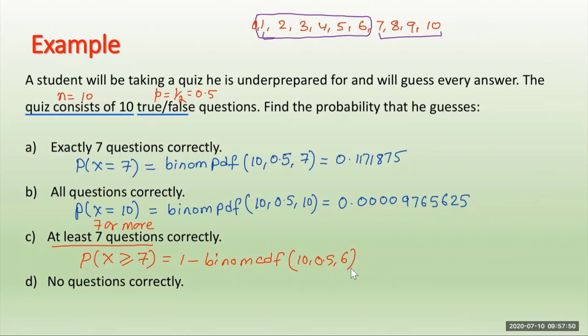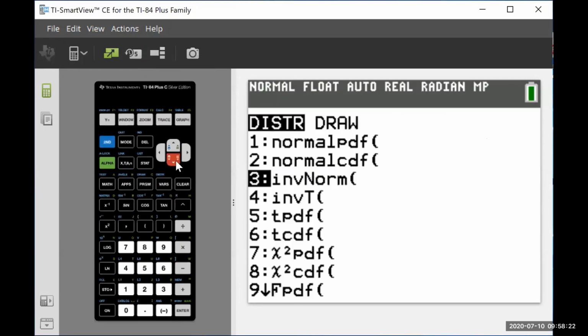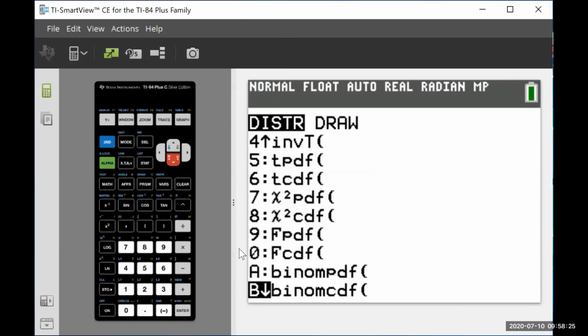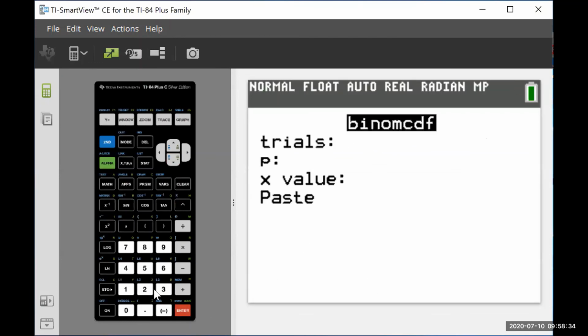Now let's find out how we can type this in the calculator. 1 minus the binomial probability. Let me show you the calculator. Let's begin typing. 1, then minus. I need the binomial CDF. So you go to second and then vars, and scroll all the way down until you get binomial CDF. Look at that, binomial cumulative distribution function. Hit enter. Number of trials is 10. P is 0.5, the probability of success. The X value was up to 6.